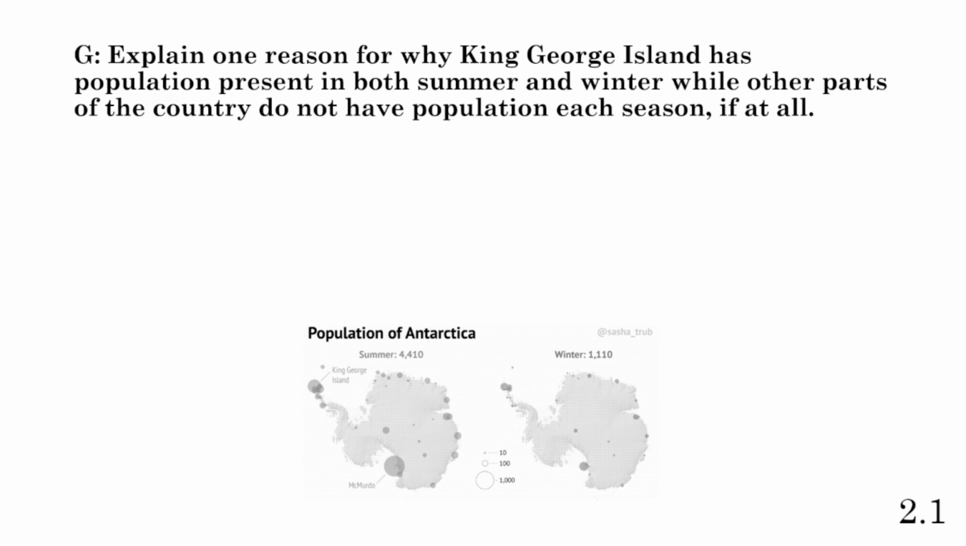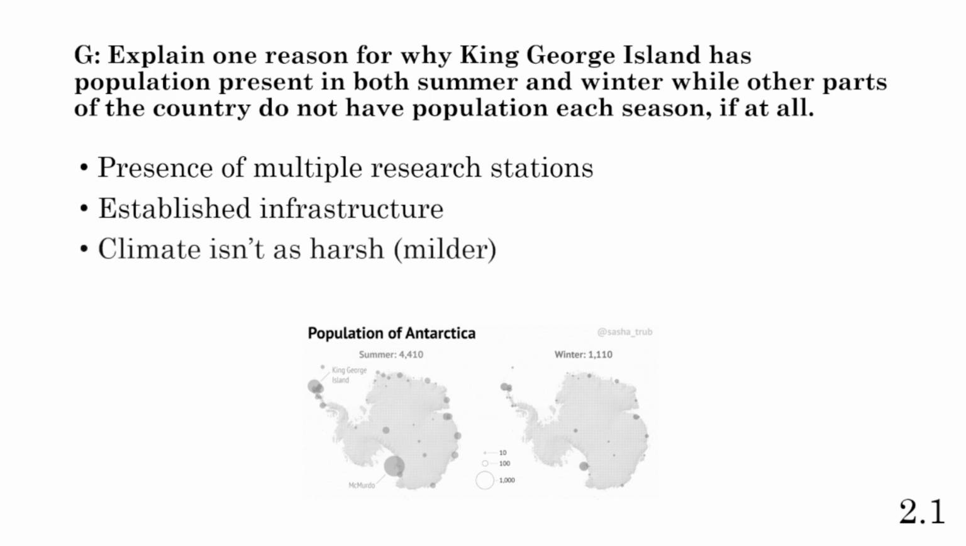So why are they living in King George Island? Why are they not living in other parts of Antarctica? Because there could be presence of multiple research centers. There's already established infrastructure. And as well, the climate just not being as harsh. It's milder, if you want to use that term.